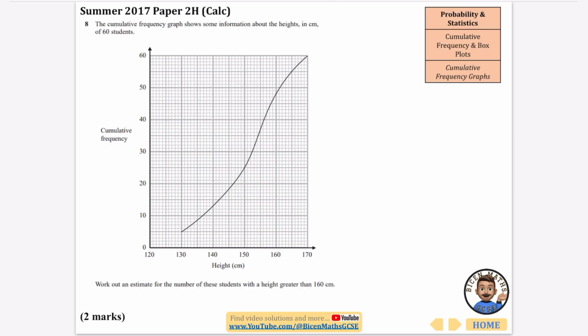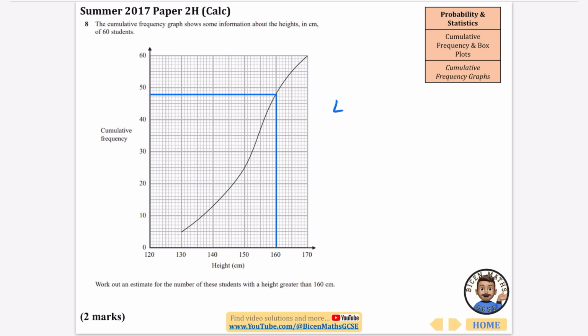Okay, so these are all going to be about cumulative frequency graphs, and it says the cumulative frequency curve showed some information about the heights in centimetres of 60 students. Work out an estimate for the number of these students with a height greater than 160. So first of all, I want to go to the graph and read at 160. I want to read up to the graph, and then read across, which looks like it's going to be at 48, I think. So this tells us that up to 160, there are 48 students below.